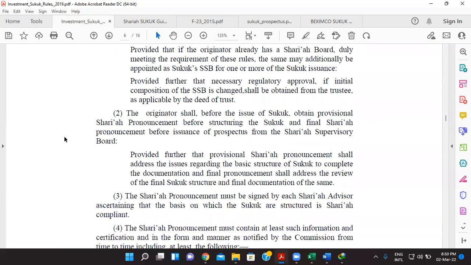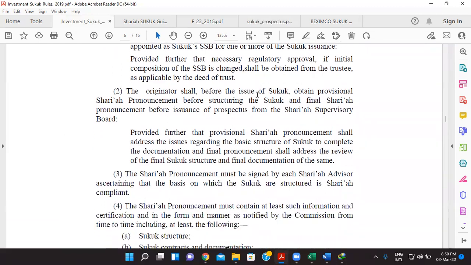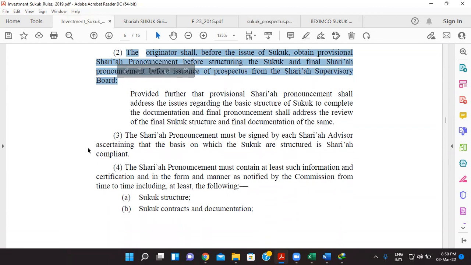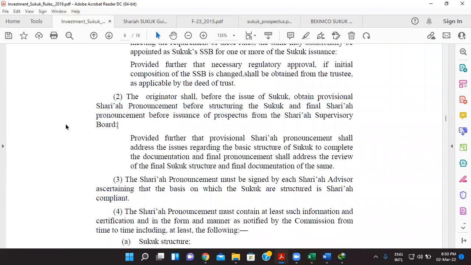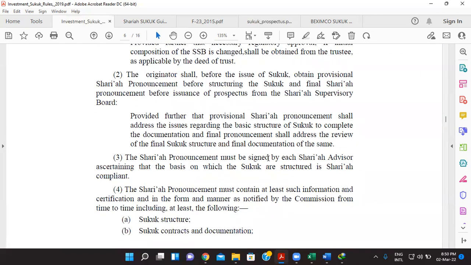Okay. Next, the originator shall, before the issue of sukuk, obtain provisional Sharia pronouncement before structuring the sukuk and final Sharia pronouncement before issuance of prospectus from the Sharia Supervisory Board. Okay. So you probably can recall that I showed you how they will issue the pronouncement. It has been given in Schedule A. And the Sharia pronouncement must be signed by each Sharia advisor, ascertaining that the basis on which the sukuk are structured is Sharia compliant. This is a huge document, a huge requirement.